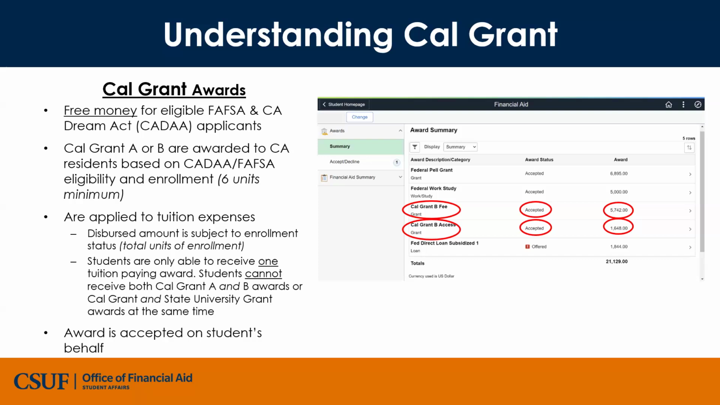It depends on the total units enrolled. Students are only eligible to receive one tuition-paying award. A student cannot receive both Cal Grant A and B awards, or a Cal Grant and the State University Grant at the same time. The award is accepted on the student's behalf.